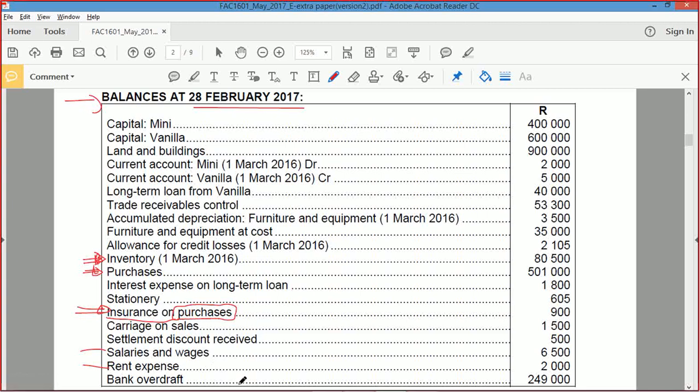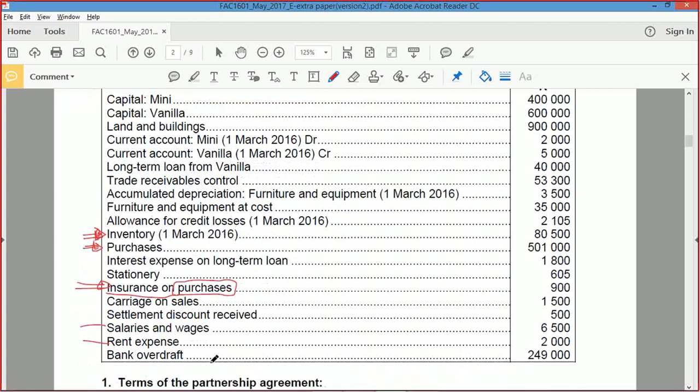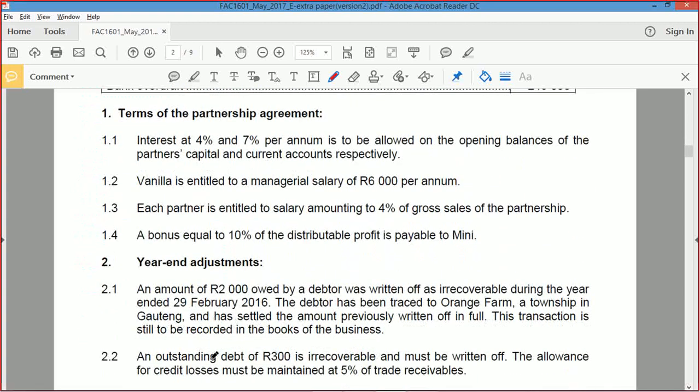And then you had bank overdraft. What is a bank overdraft? A bank overdraft is a liability. Exactly. Right, so I don't need it. Okay, so now we need to go through the additional information. So we've looked at the trial balance. Now we look at the additional information.